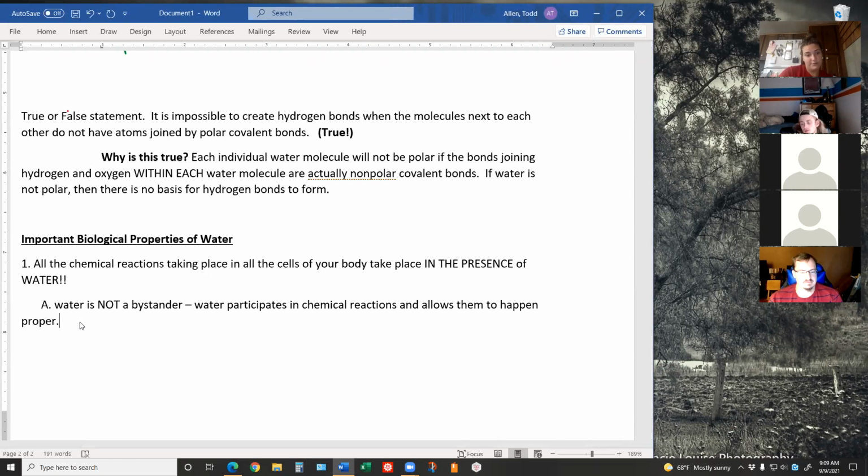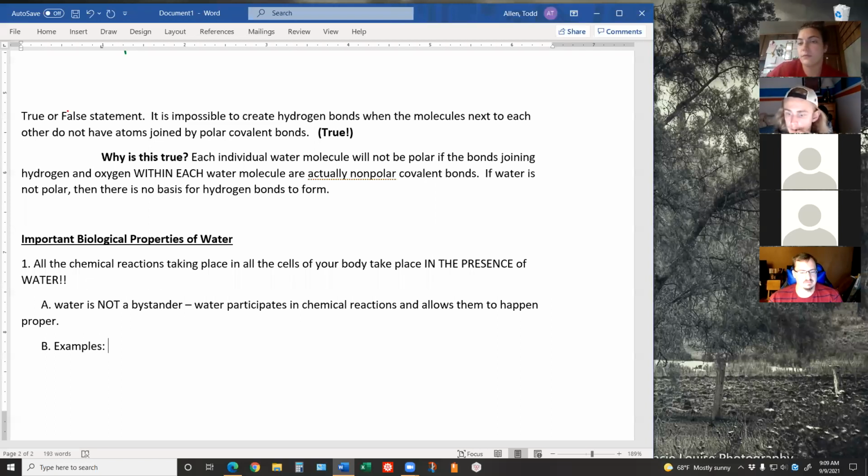Okay, so to give you some examples here of how water participates in chemical reactions. Okay, let me see if I can do this. Hold on a second. I'm going to skip around a little bit in your textbook.